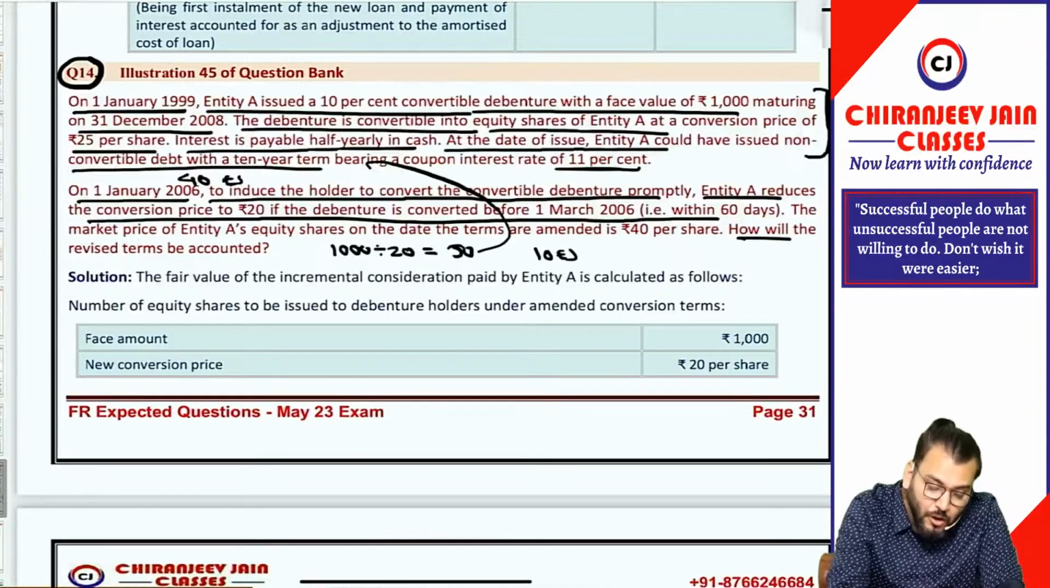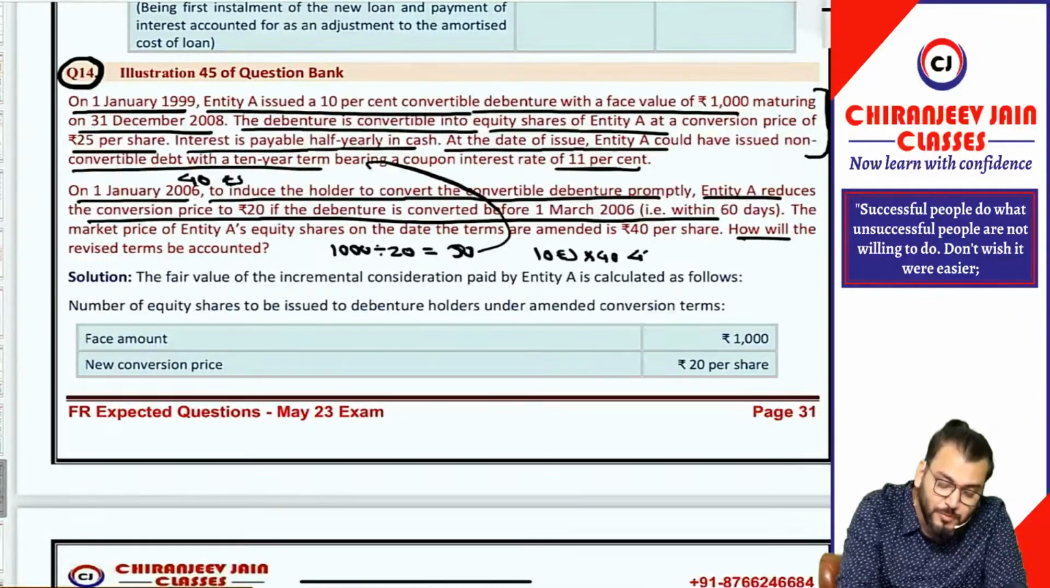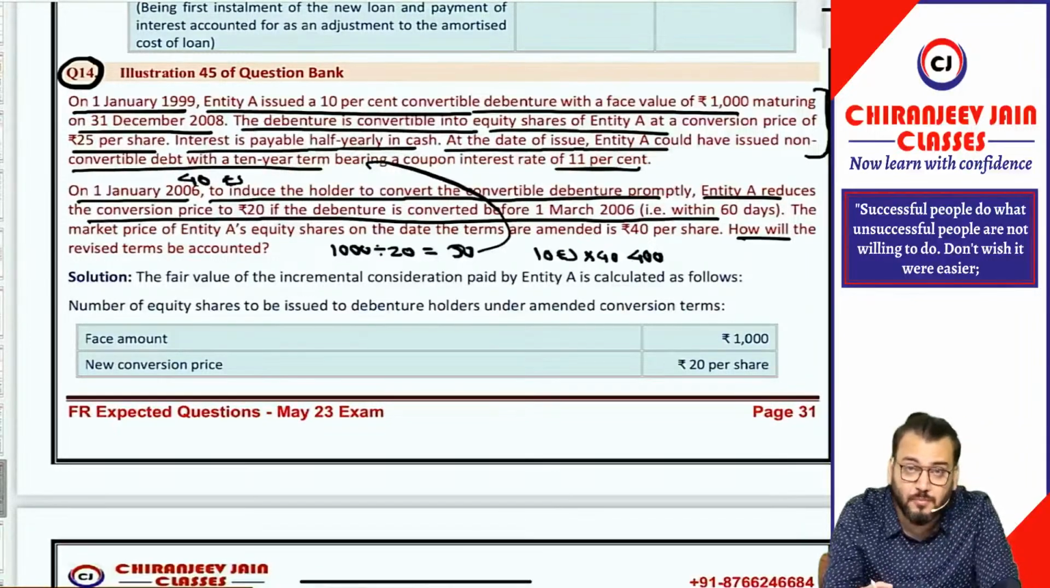Understood? What they are saying is, the market price of entity A's equity shares on the date of terms amendment is 40. This means 10 equity shares into 40, so this becomes 400 additional. This becomes the fair value of the increased number of equity shares, that is 400.